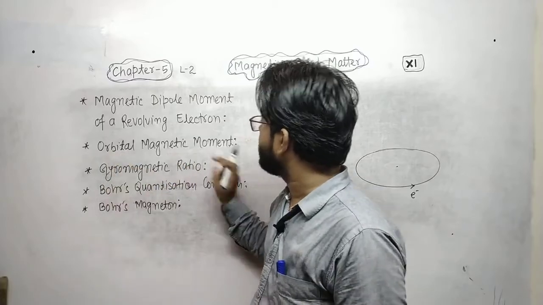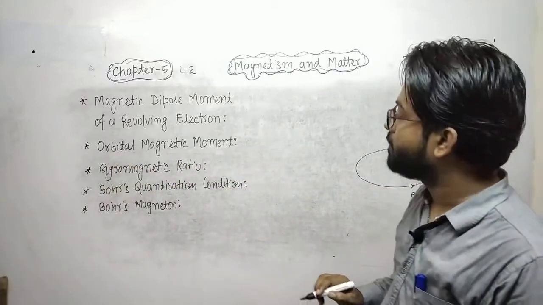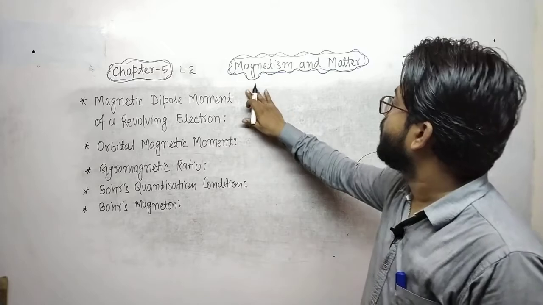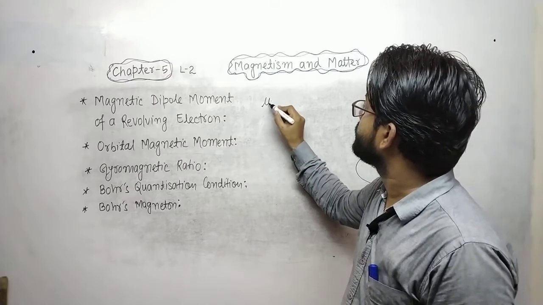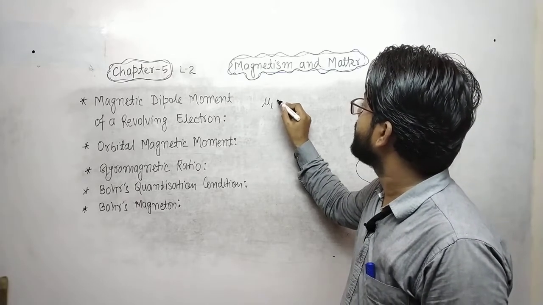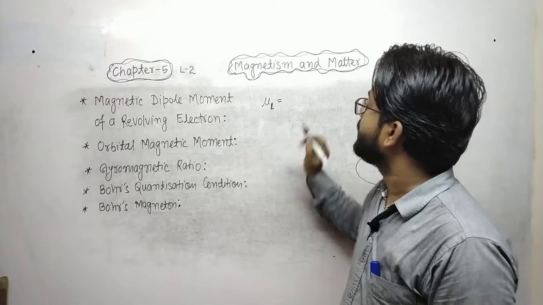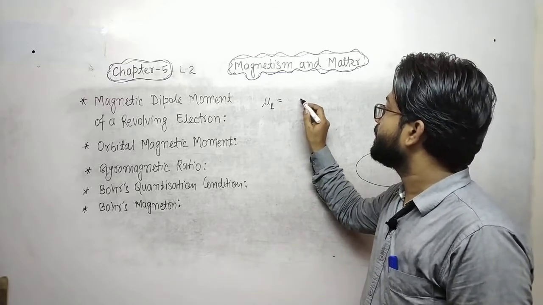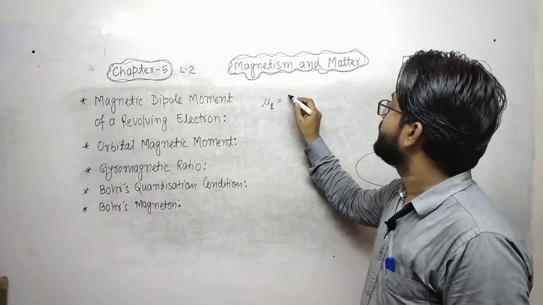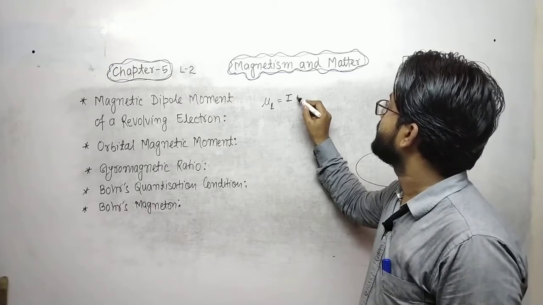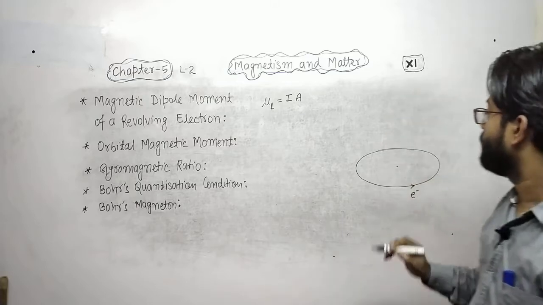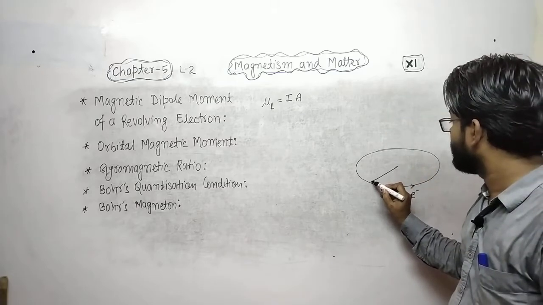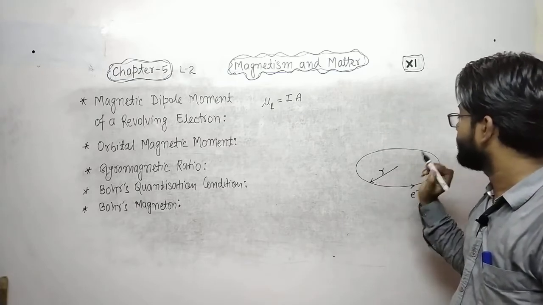Orbital magnetic moment. Let us suppose mu L is the orbital magnetic moment. Magnetic moment is what? Current multiplied by area. Let us suppose this is the current and this is the area, and this is the radius small r.